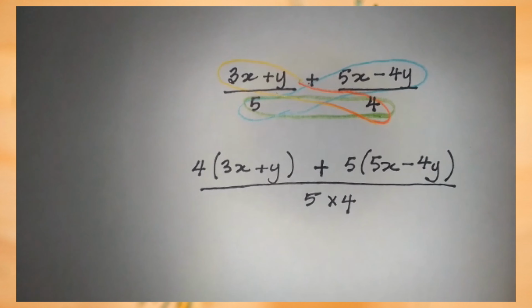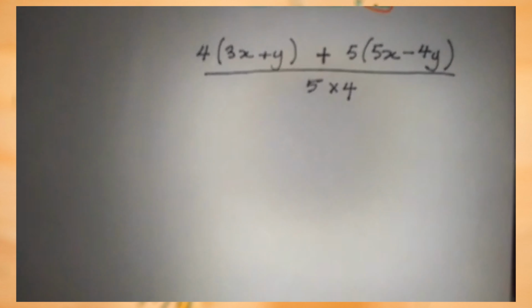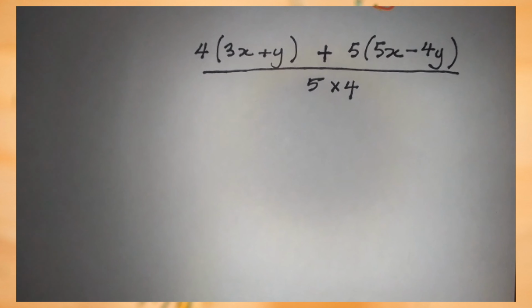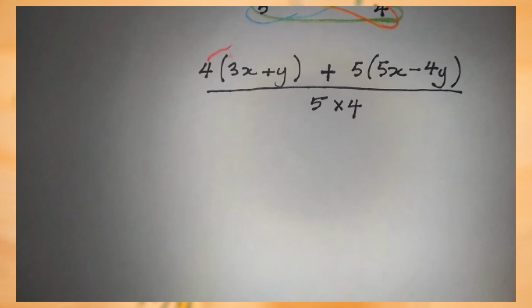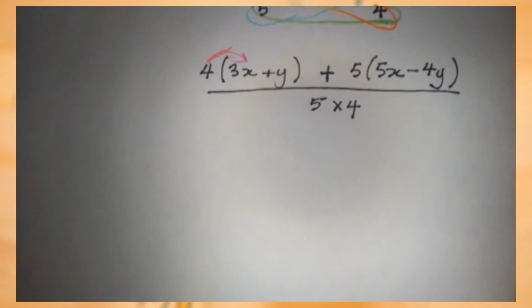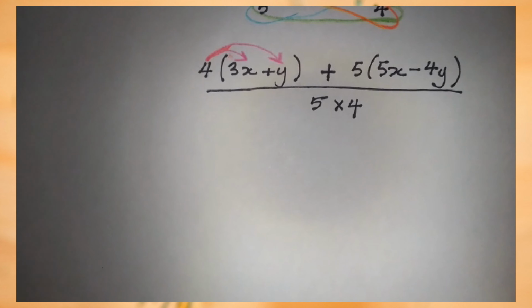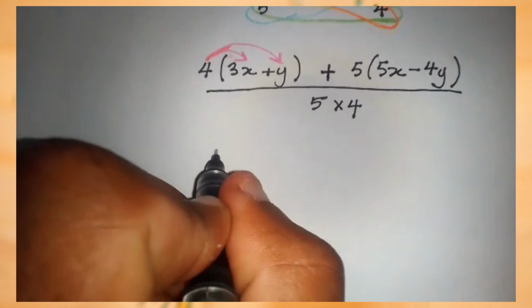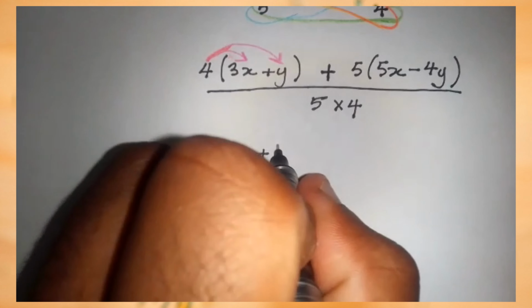Now is where it gets very interesting. I have to simplify. So remember, when we're simplifying brackets, we use the distributive law. What is on the inside of the brackets, I multiply by what's on the outside of the brackets. So I'm going to have to multiply this 4 with this 3x, and I'm going to have to do the 4 with this plus y. So watch me now, 4 times 3x gives us 12x, and 4 times y will give us 4y, and that's positive.